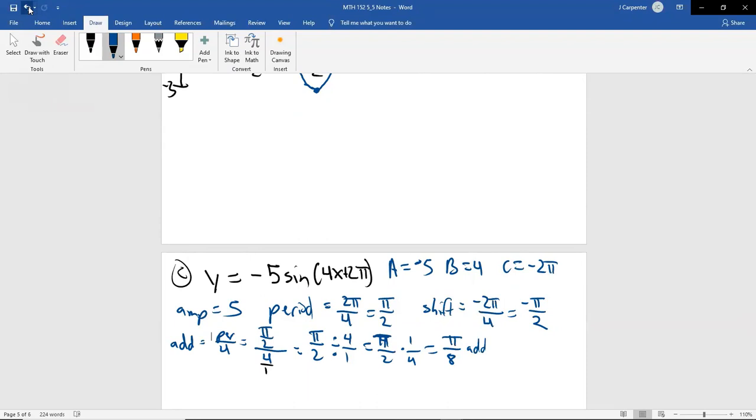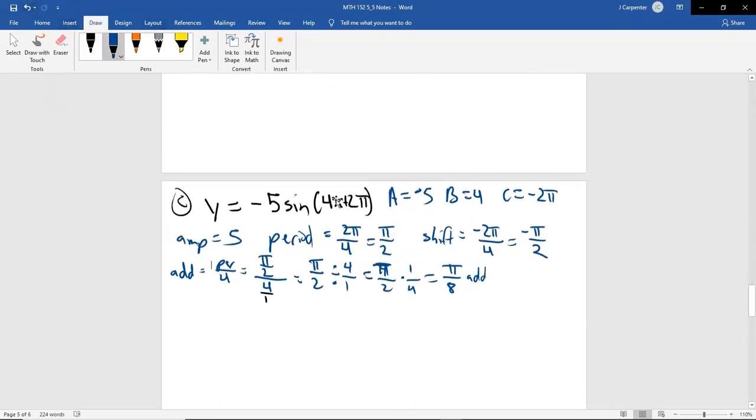This division of fractions is not going away. You're going to see it multiple times throughout the semester. I'm a broken record, what can I say?